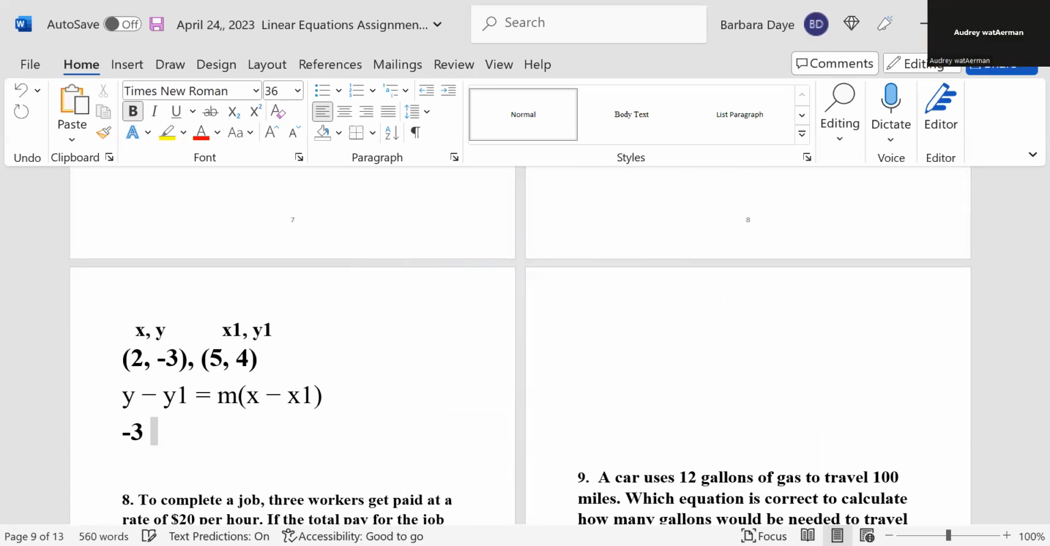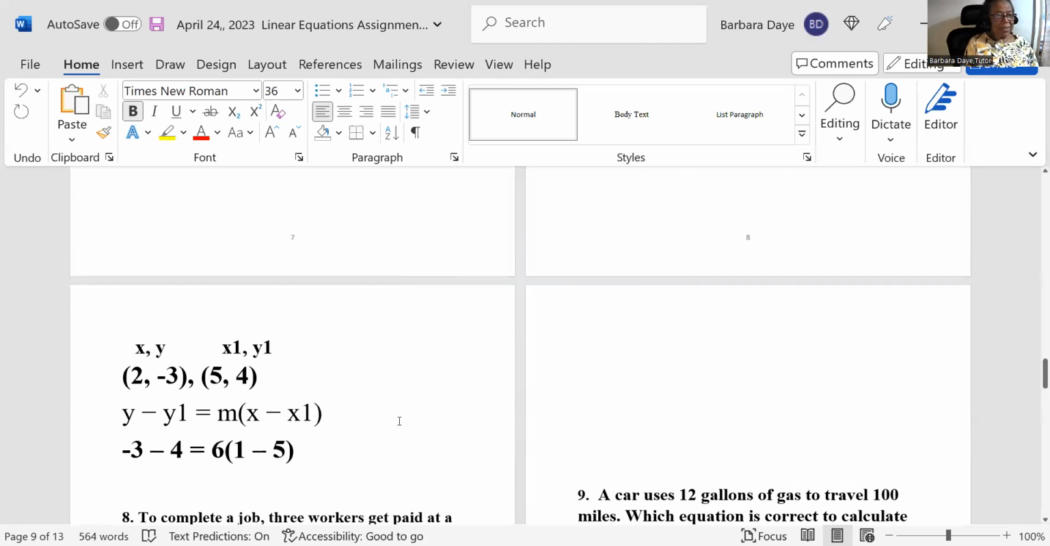That's right. So -3 minus 4. Equal. What is the slope, Audrey? You said the slope is 6. That's right, 6. And what is x? X is 2. And x1 is 5. Okay, so which one does that match?